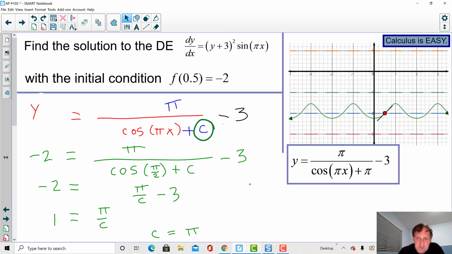So that's pretty much it for our examples. And now it's just time to practice some of these. So we'll stop right here.